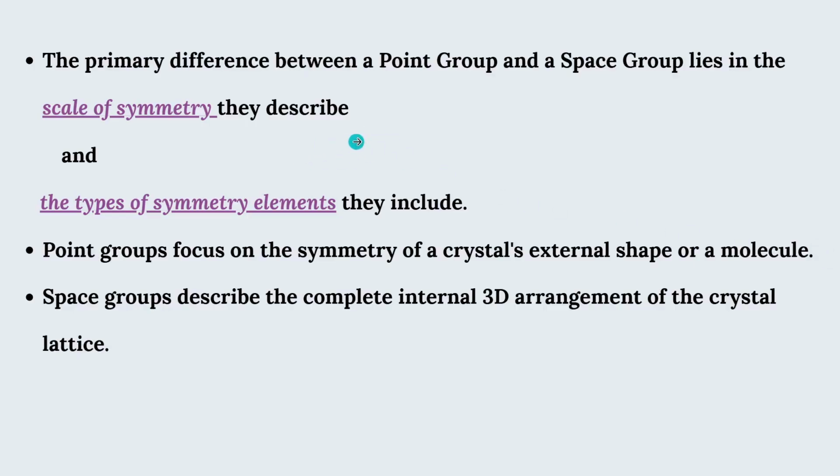The primary difference between point group and space group lies in two different manners. One is the scale of symmetry. In point groups we talk about the external shape of the crystal, whereas in space groups we discuss the internal 3D arrangement of the lattice. And the point group is a non-translation symmetry operation, whereas the space group includes translation symmetry such as glide planes and screw axes. So these are the major differences between the point group and space group.